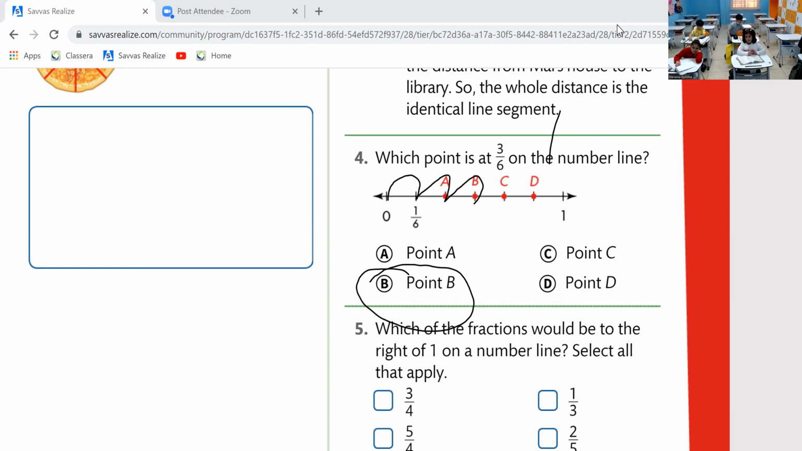The same you should be able to do with any fraction. If you see 4 out of 8, how many times you jump? 4 jumps. If you see 6 out of 9, how many times you jump? 6. So see that number, jump. That's it. You may write for yourself: see the number and jump. You may write in red.